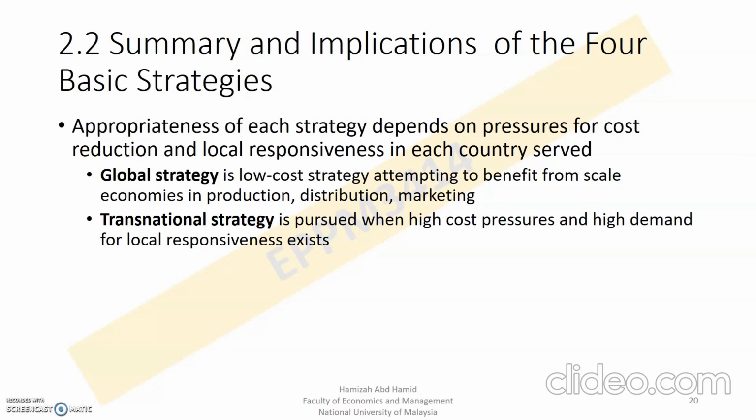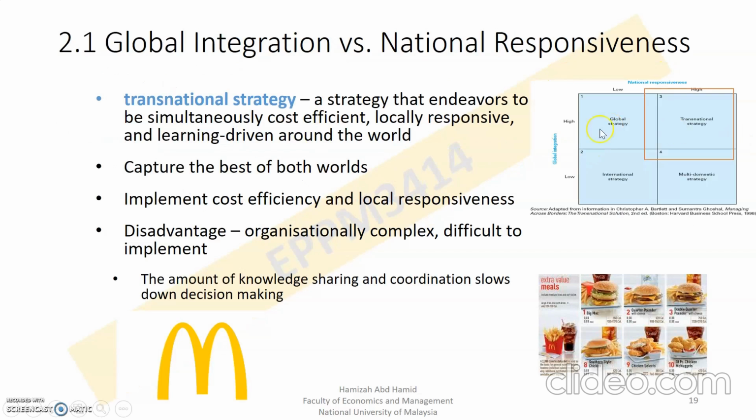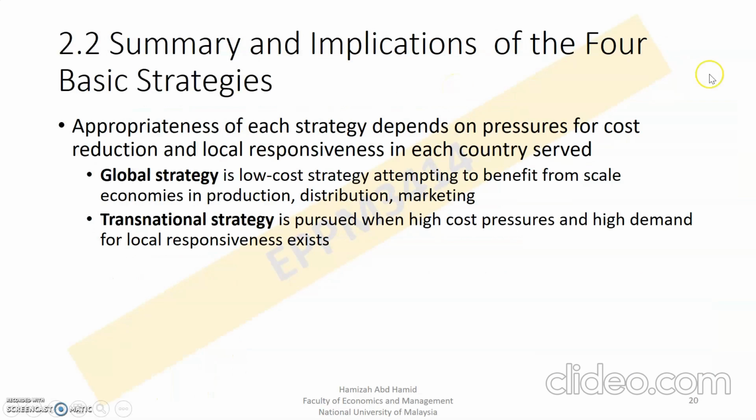So in summary, the appropriateness of each strategy will depend on pressures for cost reduction and also local responsiveness. On one end, global strategy is a low cost strategy. This is to attempt to benefit from scale economies in production, distribution, and marketing. But transnational strategy is pursued when there is high cost pressures and high demand for local responsiveness. So this will depend on the type of pressure, the level of pressure for national responsiveness.